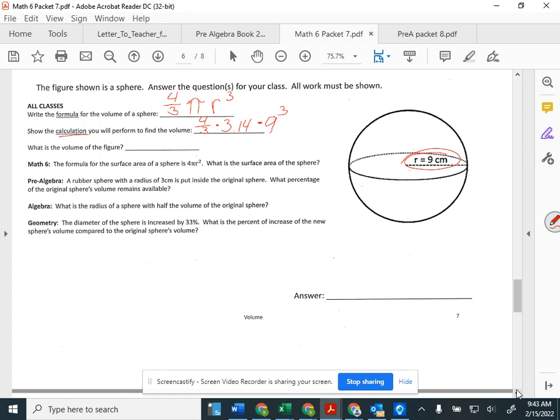Anthony? 5 times 3 times. So if we're going to cube 9, it's 9 times 9 times 9. Does it really help to have a calculator? Yes, it does. What did this thing come up with? Your answer, you're going to put right here.